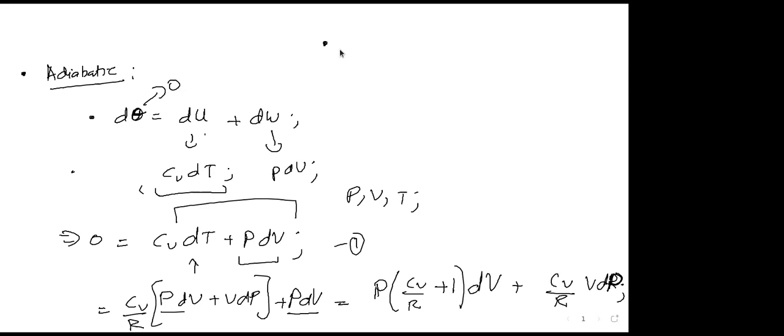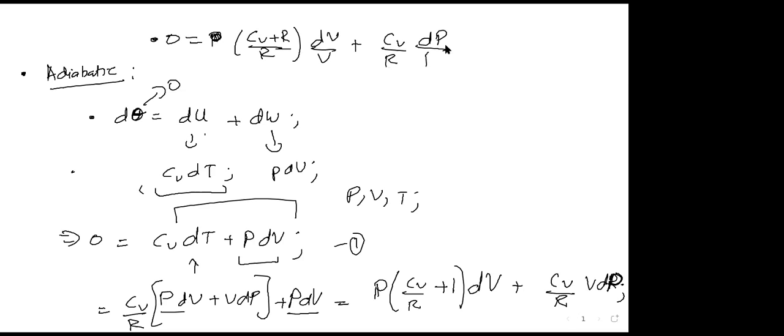Okay, so let's see what our equation is now. Our equation is 0 is equal to P, so there's a P dV and a V dP. So how about dividing the whole thing by PV? So what do you get? You get (CV plus R) divided by R for the dV divided by V term, and another CV by R for the dP divided by P term. Correct? Lovely.